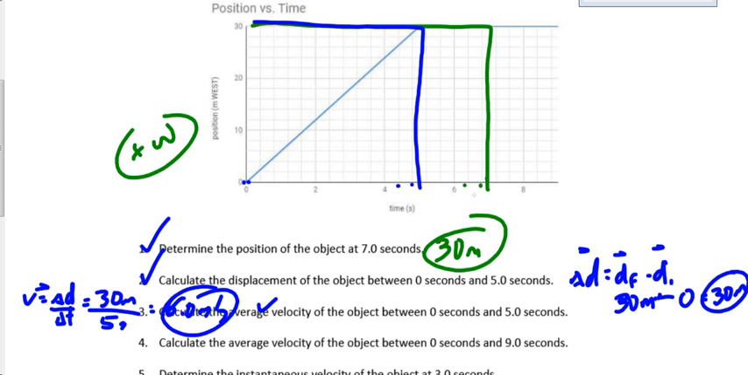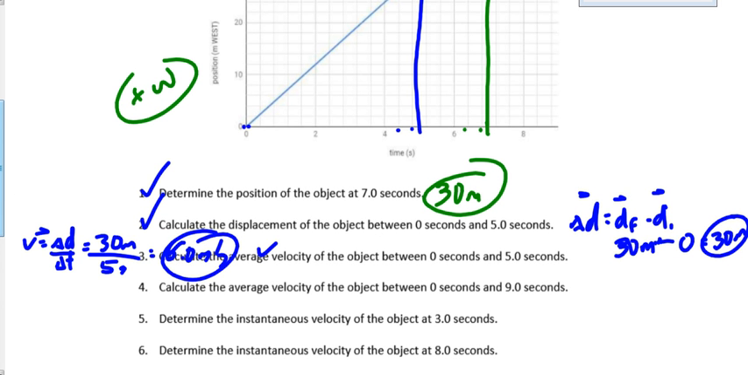And the average velocity between 0 and 9 seconds. Well, the displacement between 0 and 9 seconds, at 9 seconds, the position is 30 again. At 0 seconds, it's 0. Over 9, 30 divided by 9 is 3.3. Look, my average velocity went down, right? It was 6 meters per second. When we look at the whole trip, it's only 3.3.